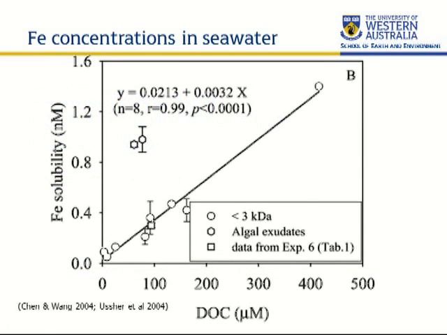Here's an example from a different context, from seawater, looking at the variation of iron concentration in solution. That's on the vertical axis in nanomoles per litre, and the concentration of dissolved organic carbon in micromoles per litre along the horizontal axis. And as DOC increases, we see a corresponding increase in iron concentrations in solution. I don't really like the use of the term solubility there, because solubility is really a property of a solid.